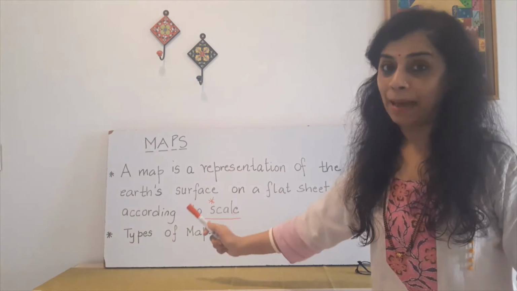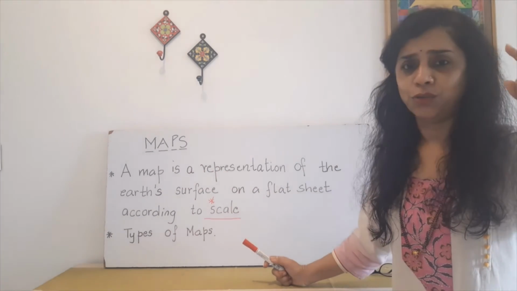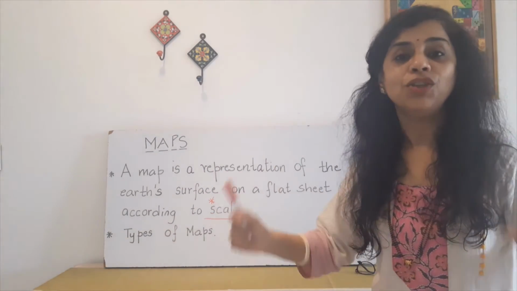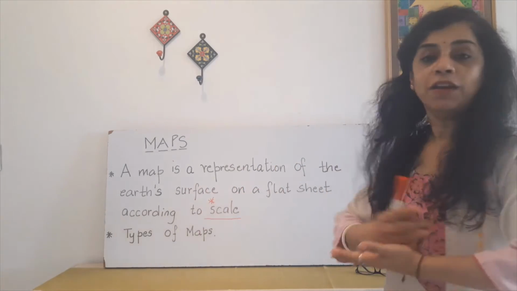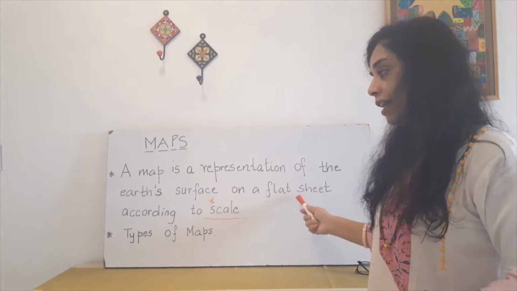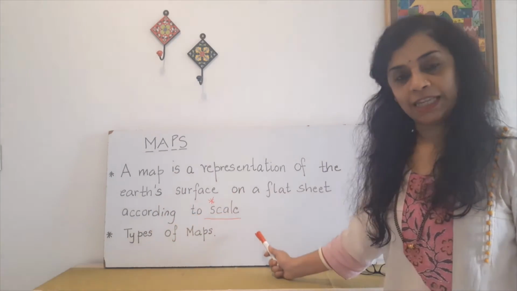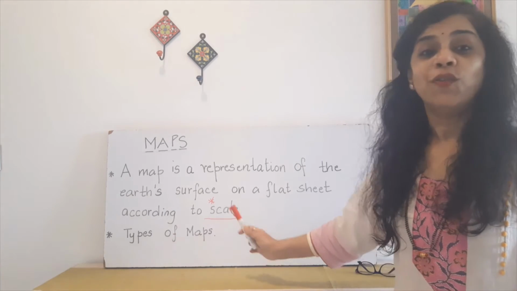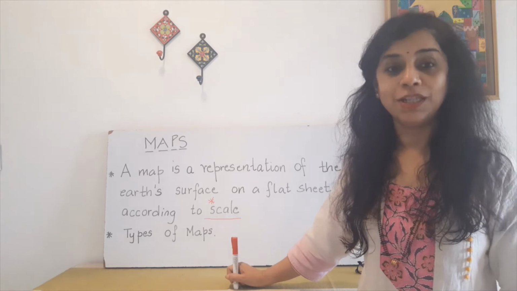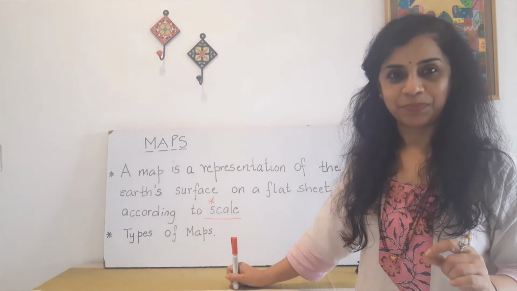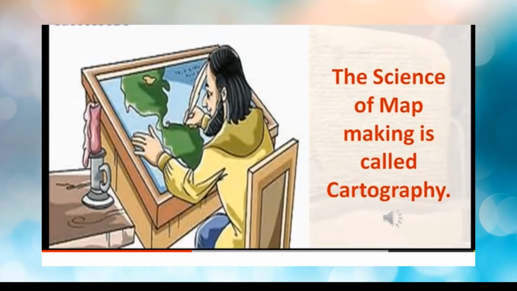But till now, a map is three things you remember when you do the definition. It is a representation of the earth's surface, or a drawing of the earth's surface, on a flat sheet. Where do you draw it? On a flat sheet according to scale. Okay, so for that you have cartographers. A cartographer is a person who draws a map. Cartography is the science or practice of drawing maps.